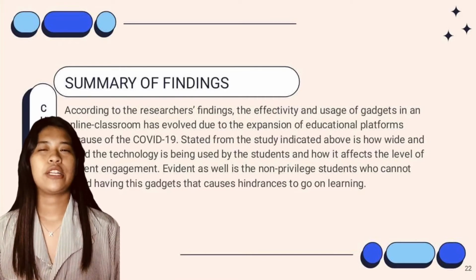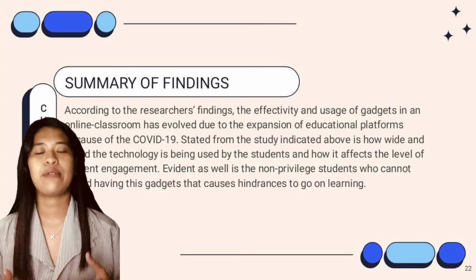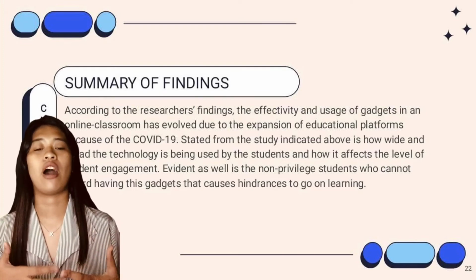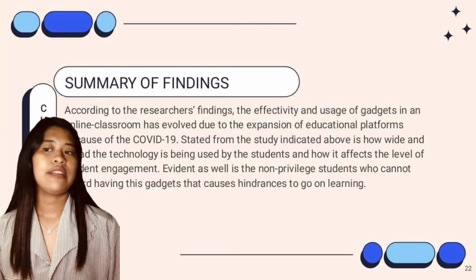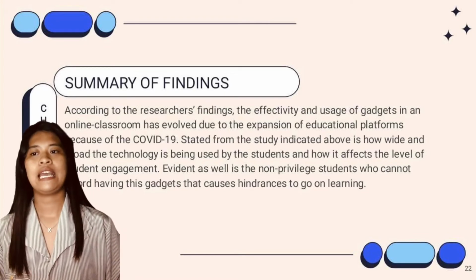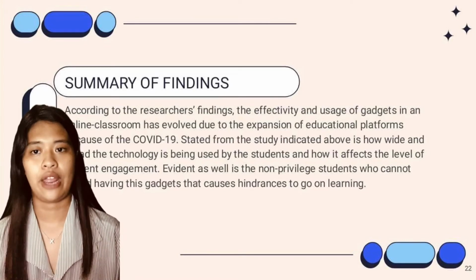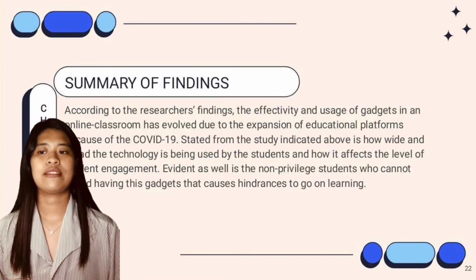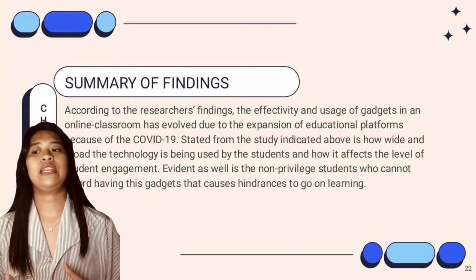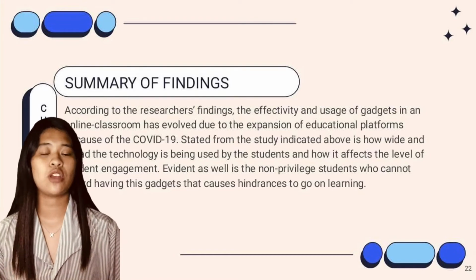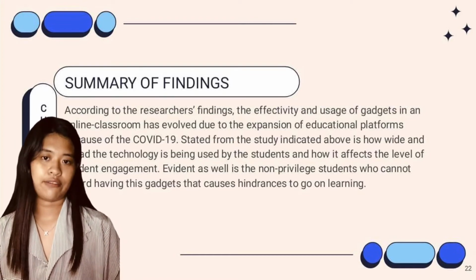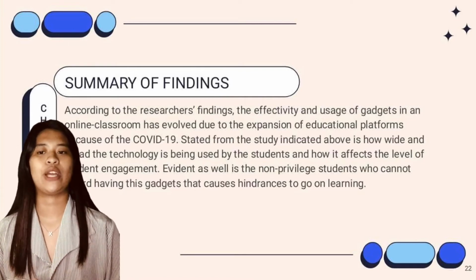As stated in the study indicated above, technology is being used widely and broadly by the students, and it affects the level of student engagement. Evident as well are the non-privileged students who cannot afford these gadgets, which causes hindrances to their learning. We preface the findings with a substantive overview of student engagement definitions and indicators, which revealed 3 types of engagement, which are behavioral, emotional, and cognitive, that informed how we classified articles.